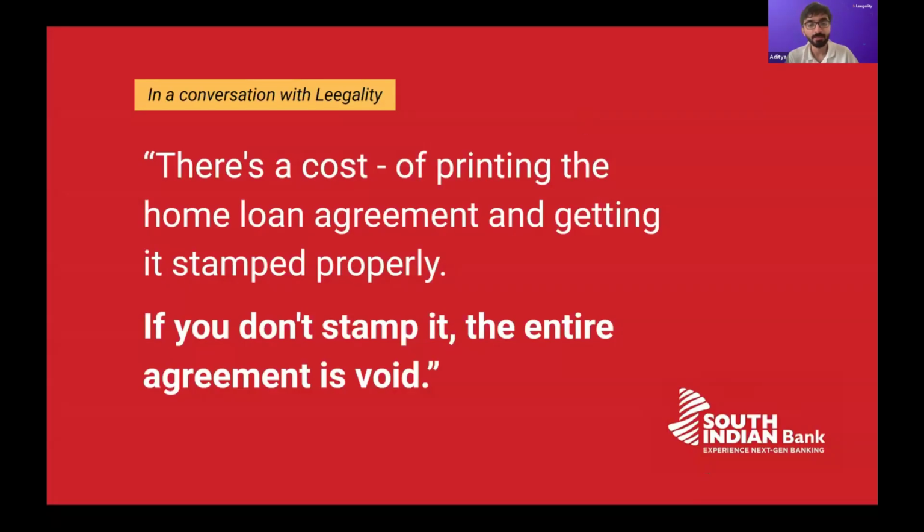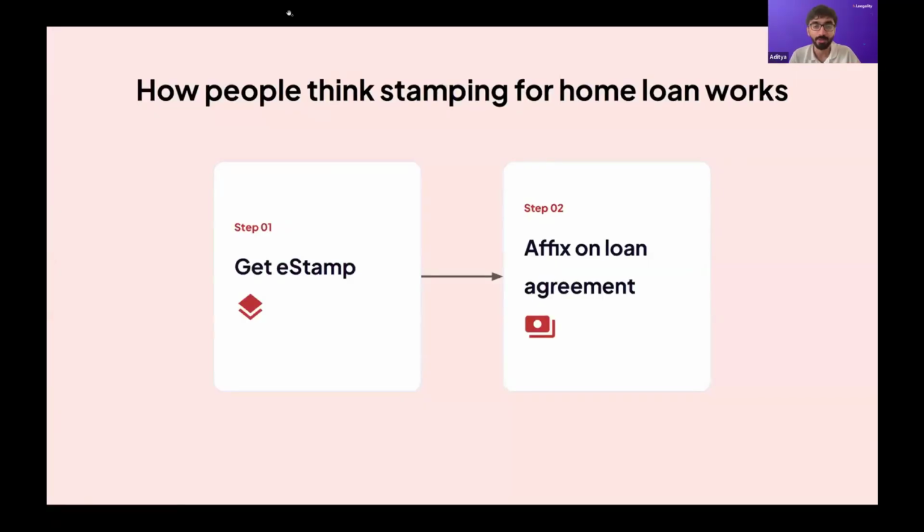Stamping is probably the most critical compliance step in a home loan document workflow, housing loan document workflow, any property loan document workflow. Without stamping, you basically won't have an enforceable agreement. But often e-stamping, or digital stamping, or paperless stamping, is thought of as a very simple workflow of simply getting an e-stamp and affixing it on a loan agreement. But this is not quite the full picture, right?